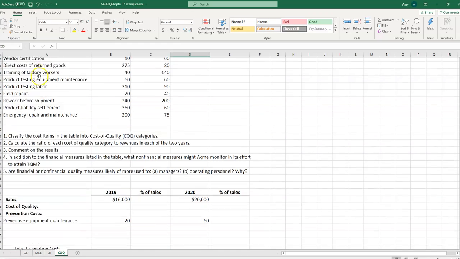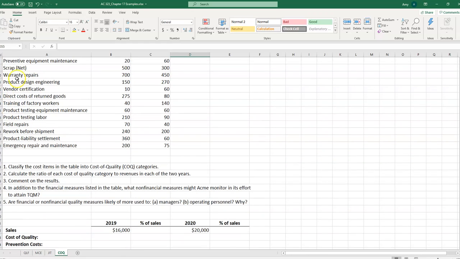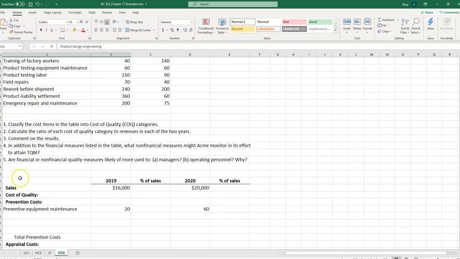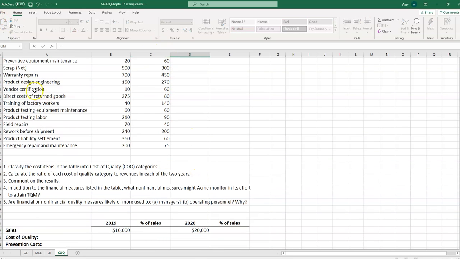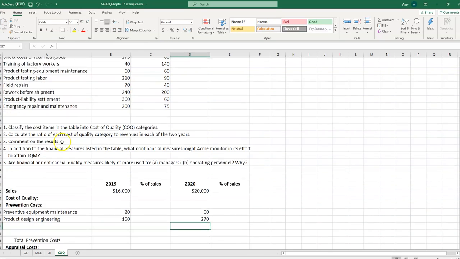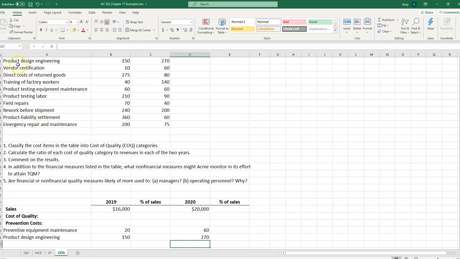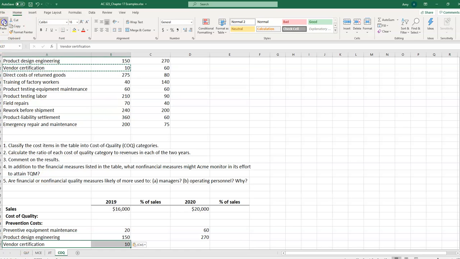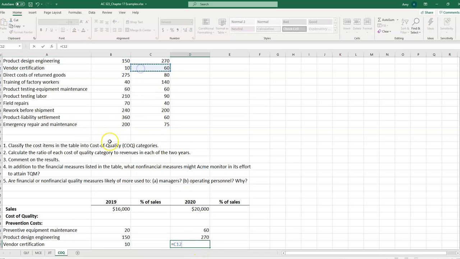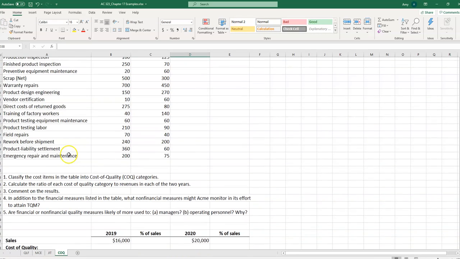Product engineering is a prevention cost. When we redesign the product so it's more efficient or has higher quality standards, we use different materials or other various things. Vendor certification is a prevention. This is when we make sure all of our suppliers are sending us the best materials possible, and we only buy from vendors that are certified.